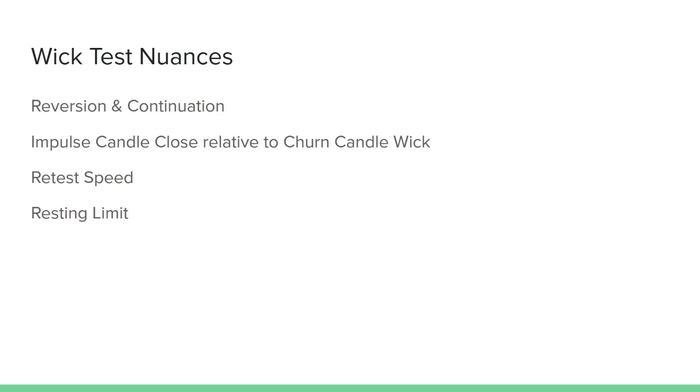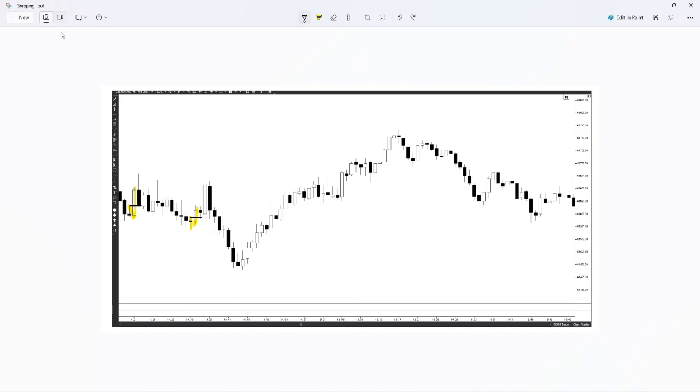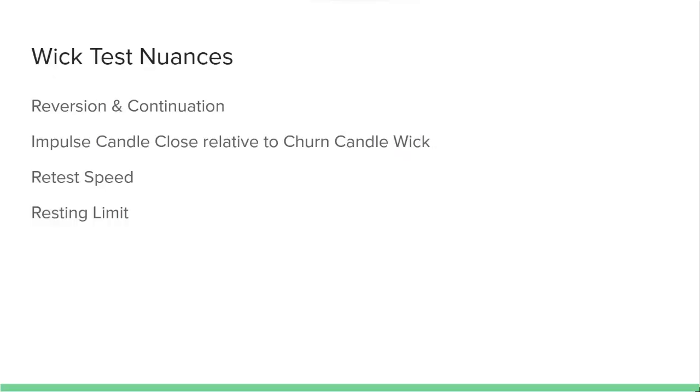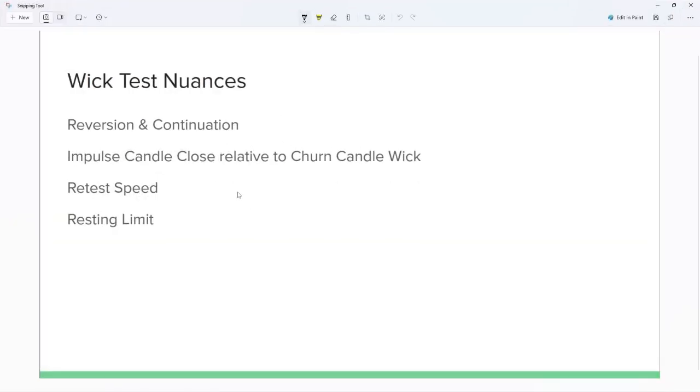All right. Moving on, talking about some nuances. So the wick test can be taken as a reversion or a continuation scalp. So a reversion setup would be, I'm gonna have to blur that, that's annoying. Yeah, so the wick test as a reversion trade would look something along the lines of down leg, consolidation, and then you get your wick test that allows you to pop back up.